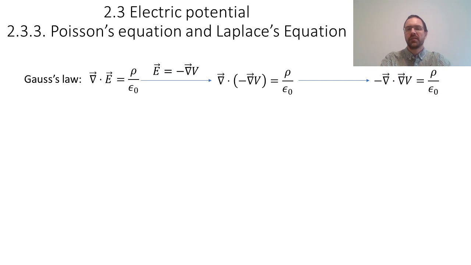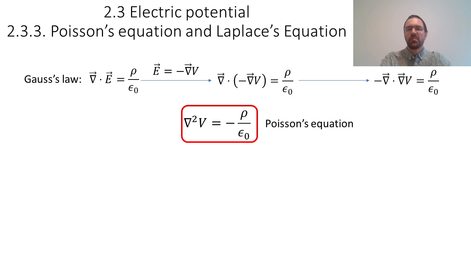And we can take the minus out. So minus the divergence dot gradient of V is ρ over epsilon naught. Multiply both sides by minus 1, and we obtain nabla square V equal minus ρ over epsilon naught. Nabla square is called the Laplacian operator, and this equation here is called Poisson's equation.